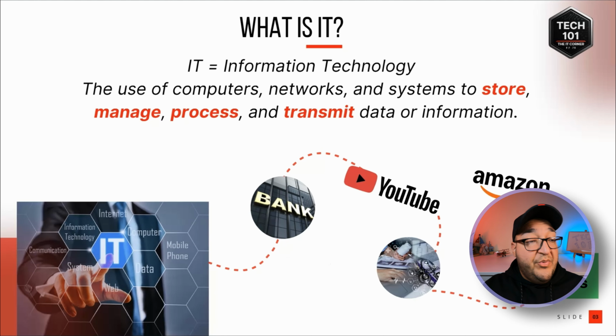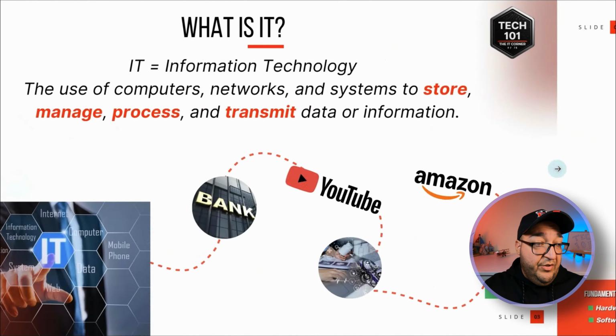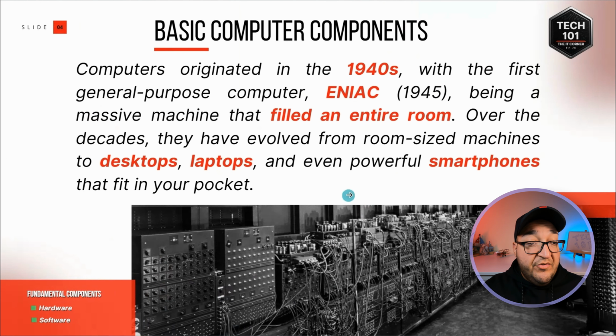But how do these computers or IT systems actually work? To understand that, we need to break down basic computer components. But real quick, a little bit of history. Computers originated in the 1940s, with the first general purpose computer, the ENIAC in 1945, being a massive machine that filled an entire room. Over the decades, they have evolved from room-sized machines to desktops, laptops, and even powerful smartphones that fit in your pocket. As you can see here, that is a pretty big machine right there.